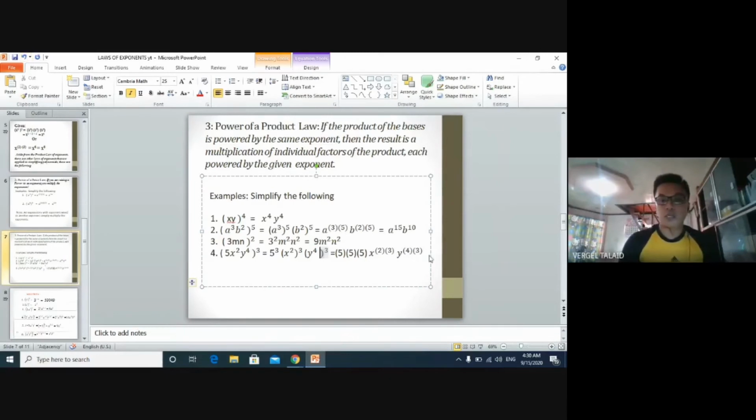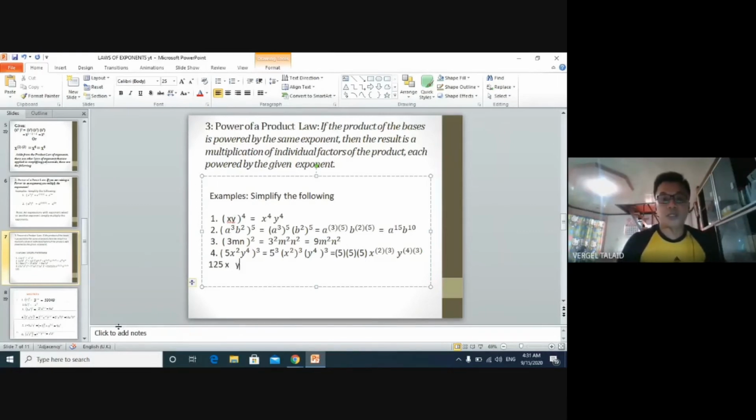It is like distributing the exponent. We will multiply the exponent by the exponent of the given term. So that is 125, which is 5 times 5 times 5, x, and we have y.